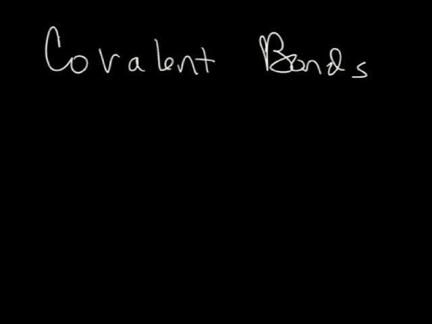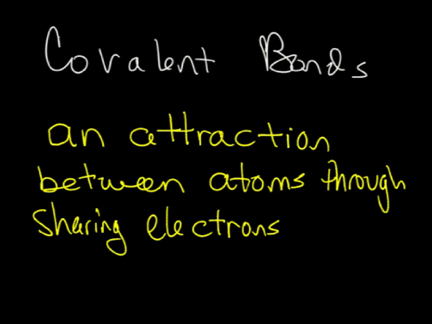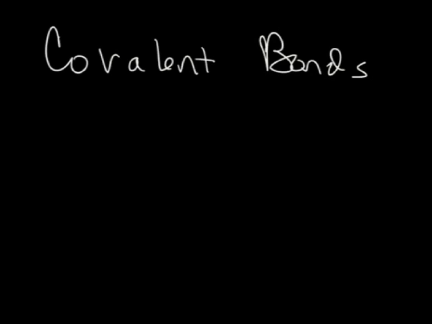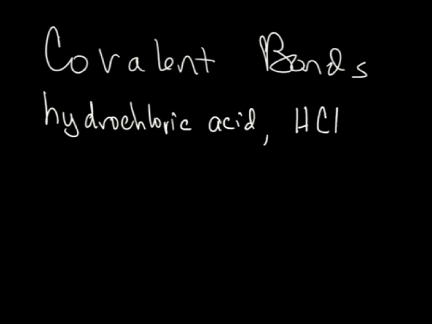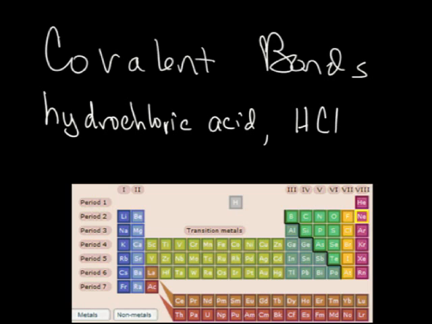The other kind of bonding is covalent bonding. This is an attraction between atoms through the sharing of electrons. A good example of a covalent bond is found in hydrochloric acid. Just like in ionic bonding, we're going to look at the valence electrons for each of the atoms.